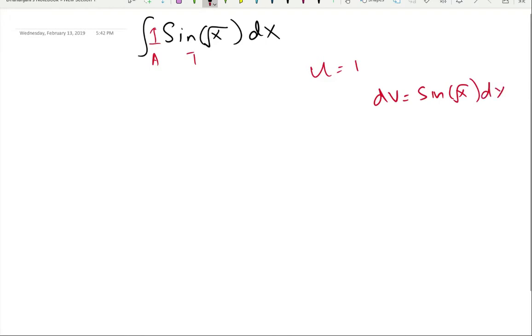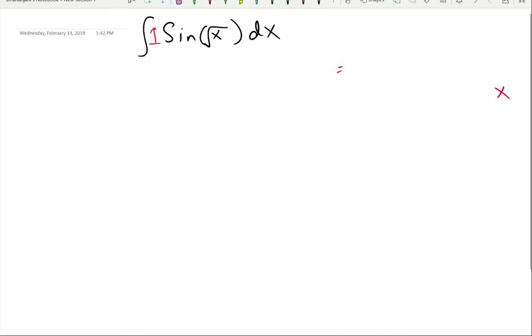Now what do you think? Can we get v out of dv? We have to integrate sine square root x. That's what we have to do in here. So that is a very poor choice for u and dv. Okay, so that doesn't work.